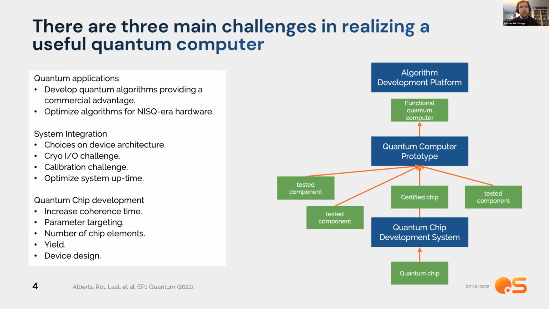And if we then go to a high level, I think you can summarize it as there being three main challenges in realizing this useful quantum computing or this quantum advantage. We need to have some quantum application, preferably already in the NISQ era, where we do not have fault-tolerant quantum computers that can run arbitrarily deep quantum circuits.